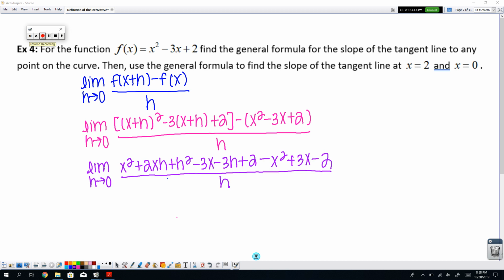Alright, and here we have everything all FOILed out and ready to go. Now I just need to combine my like terms. So I'm going to go through and I'm going to cross out everything that needs to cross out. X squared minus x squared, minus 3x plus 3x, plus 2 minus 2. Alright, that gives me the limit as h approaches 0 of 2xh plus h squared minus 3h, oh, that's it, all over h.